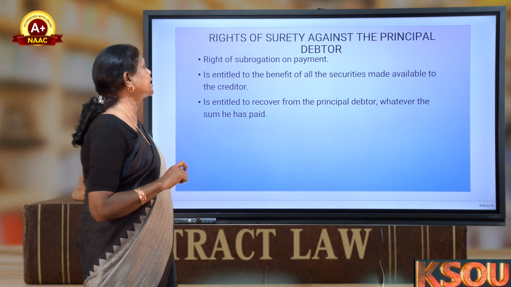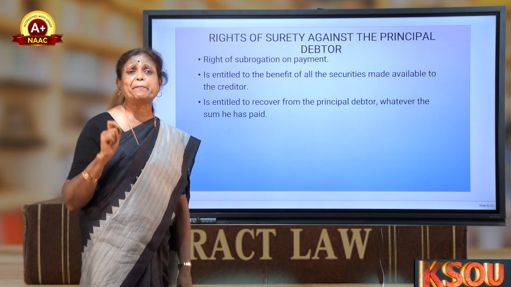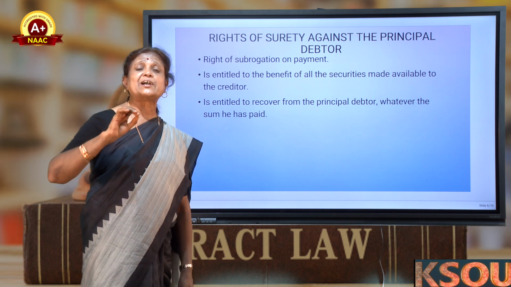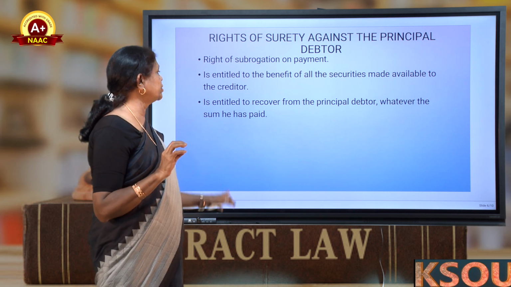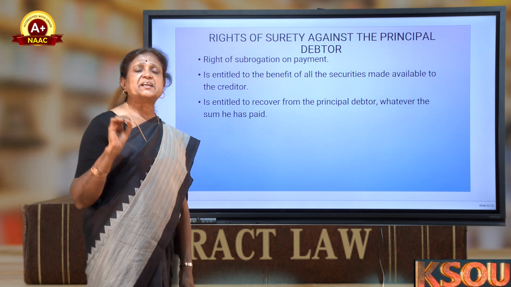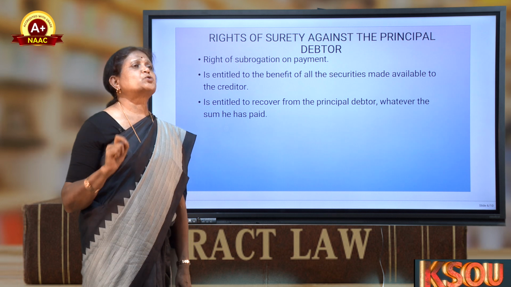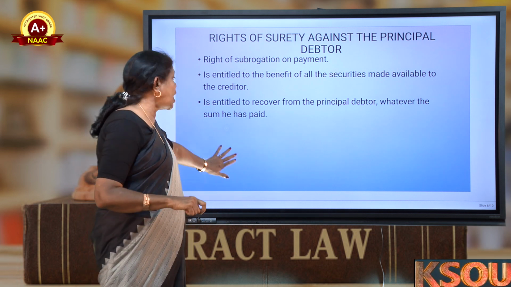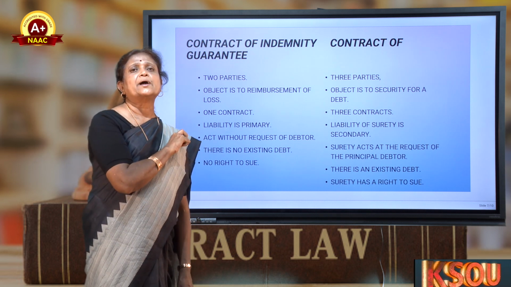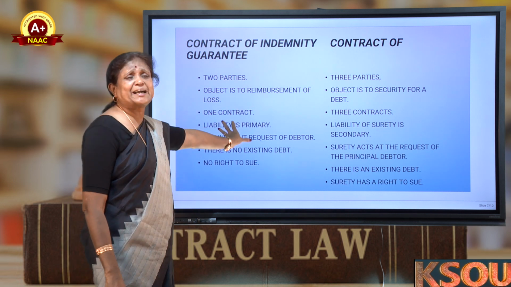Thirdly, he is entitled to recover from the principal debtor whatever sum he has paid. It means that if the surety pays any amount to the creditor, he has suffered loss, so any loss suffered by the surety, he is entitled to recover from the principal debtor. That means the principal debtor is not discharged if the surety has made payment to the creditor. So if the surety gives payment to the creditor, afterwards that surety will be entitled to get it back from the principal debtor. Now there are similar types of contract.